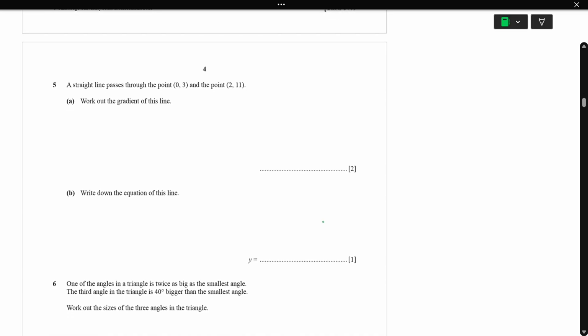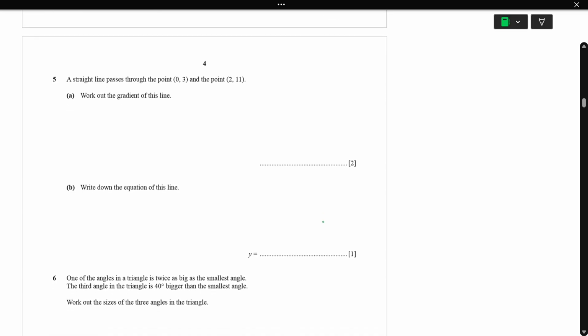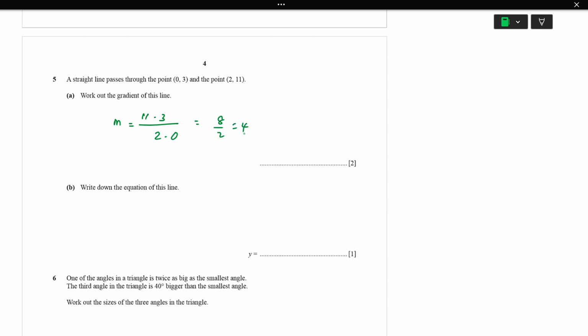Next, a straight line passes through the point (0, 3) and the point (2, 11). Work out the gradient of the line. So we calculate the gradient m equal to the change in y over the change in x, so 11 minus 3 over 2 minus 0, which is 8 over 2, which is equal to 4. So the gradient is 4.